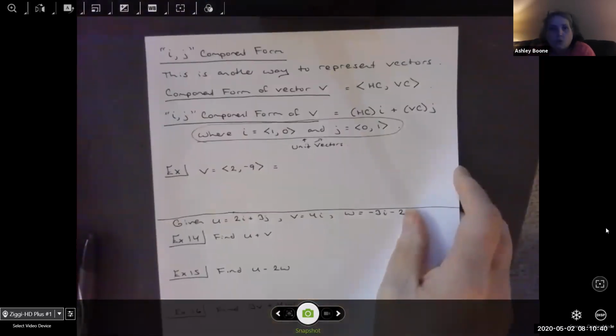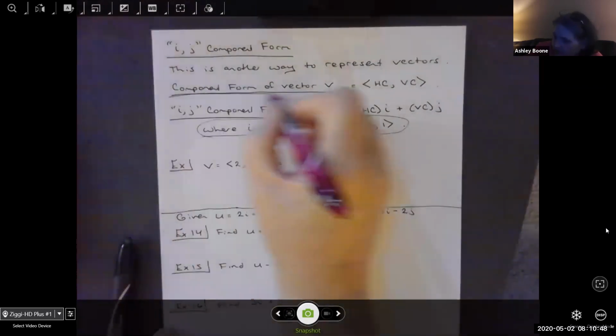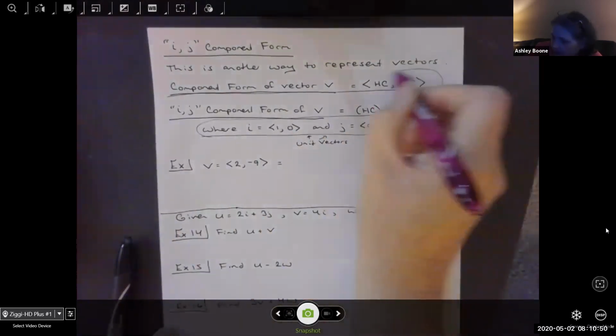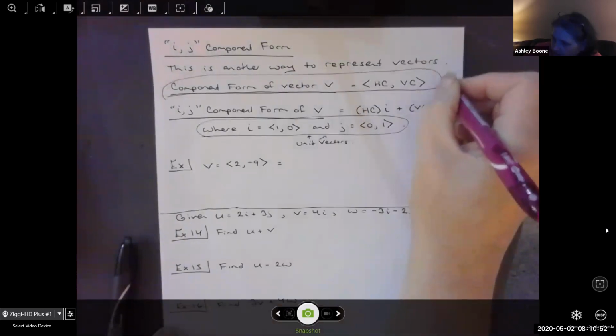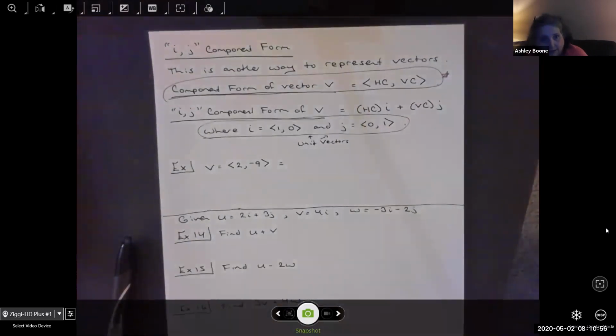Sorry, paper got a little messed up here. We've already talked about component form, okay? Component form of a vector was what we just looked at, where we wrote a vector with this notation, with the horizontal component first, vertical component second.